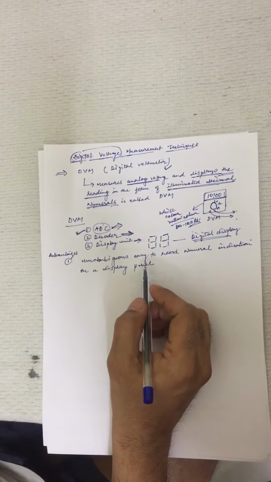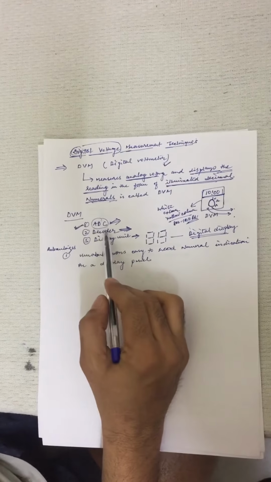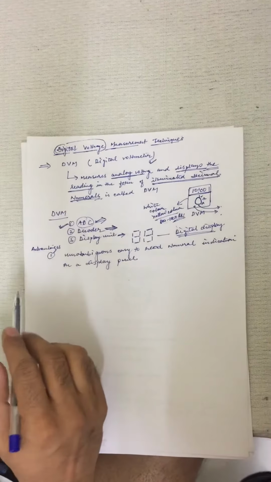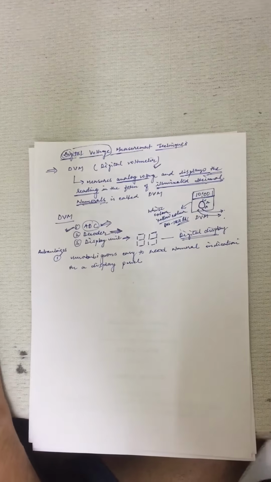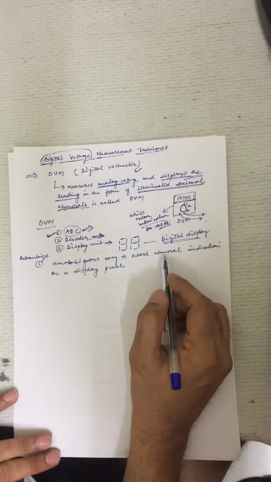A number of ADCs are available in the market. So a number of DVMs can also be manufactured with the help of ADCs available in the market. Okay, now let us see the next part of it.